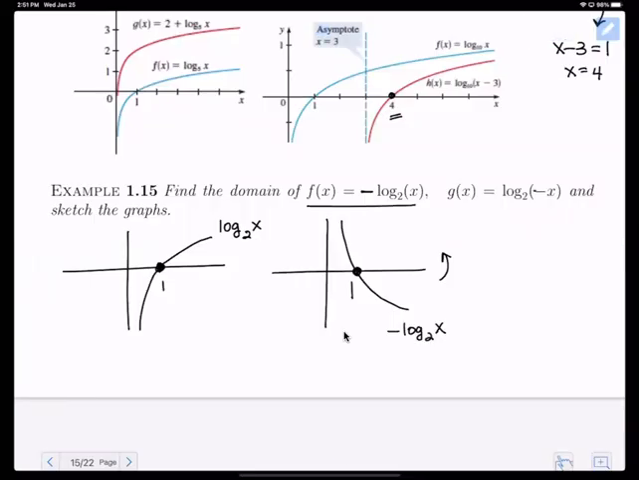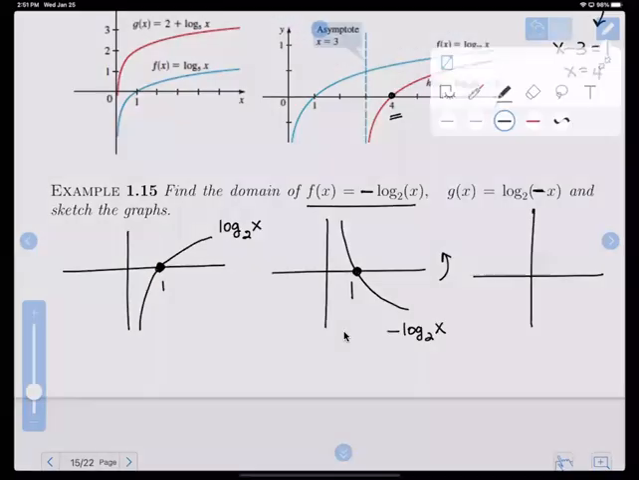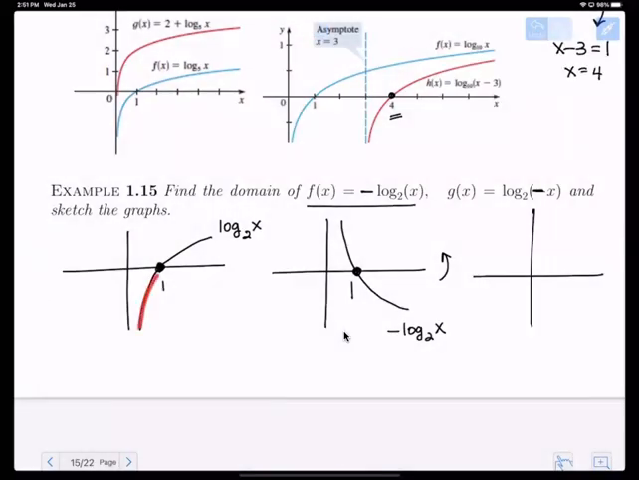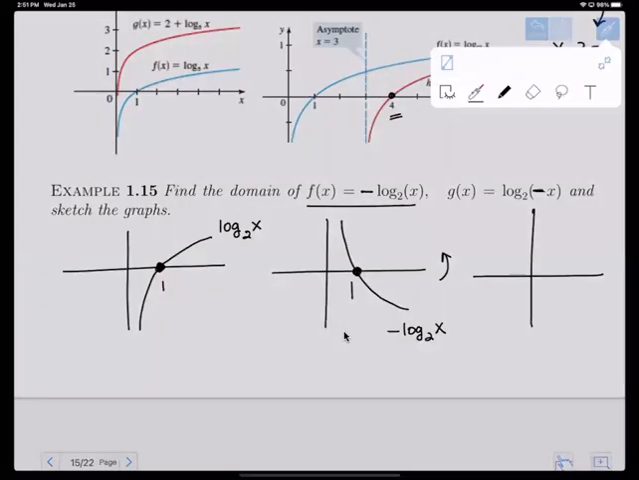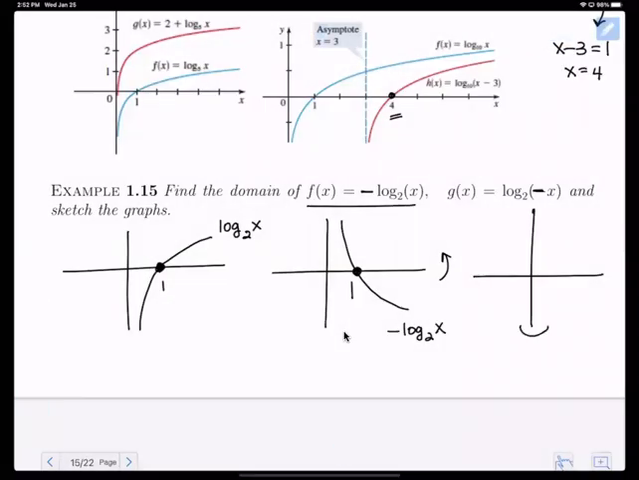Now we have a negative inside here. From the original, you always go back to the original. This is the original, and this is the negative. Here's a positive 1, now you have a negative 1. It becomes this one here. So another way to say this is that it's flipped.